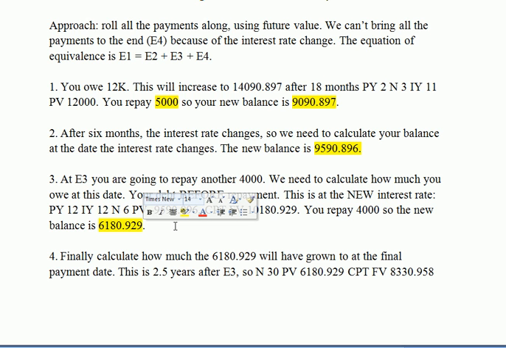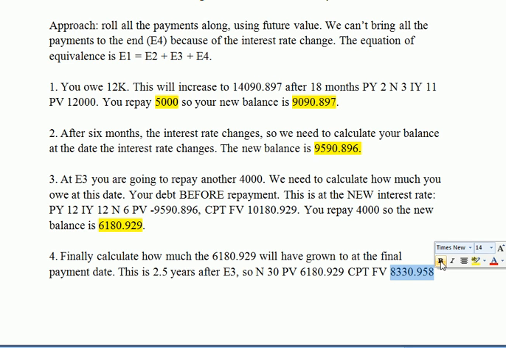Finally, we need to work out your last payment. In other words, what you will need to pay to the bank to totally discharge the debt. This is relatively simple. All it is we put in PV is the 6180.929, which is what you owe. Finally, at the final payment date, which is 2.5 years after E3, we find that your balance will be 8330.958.